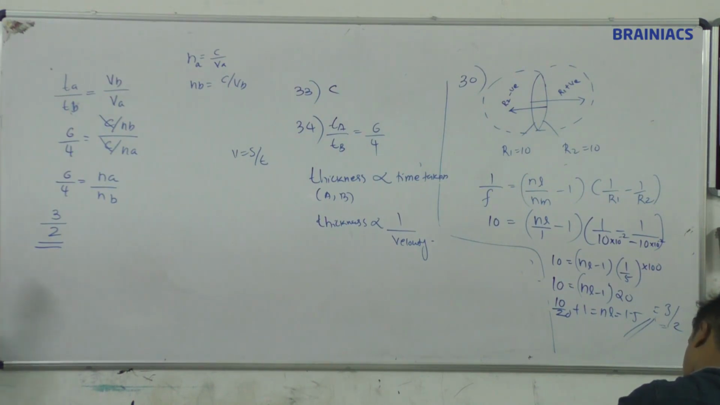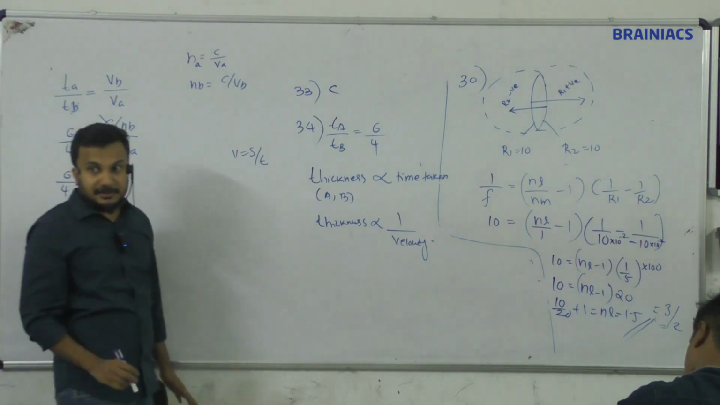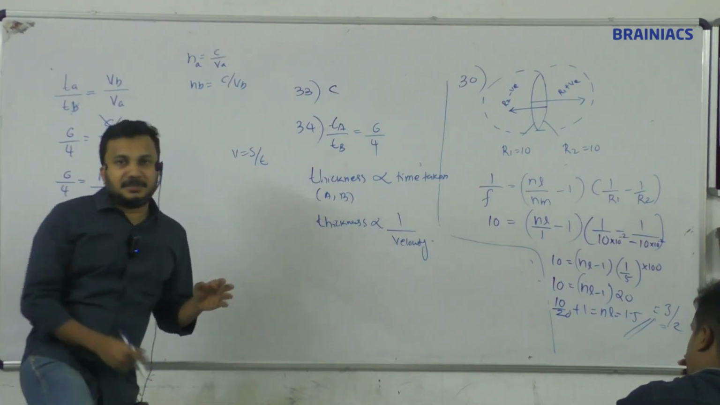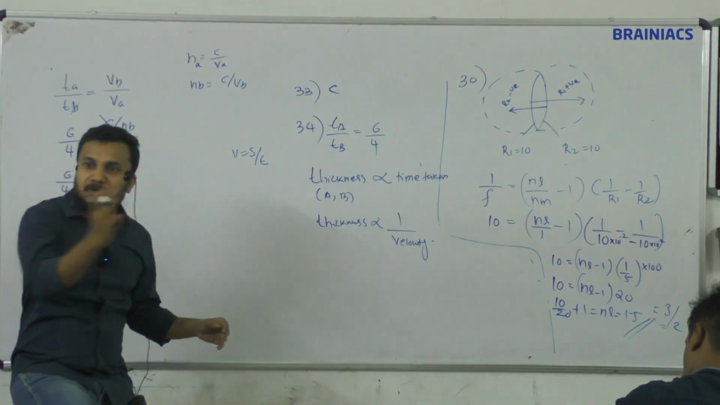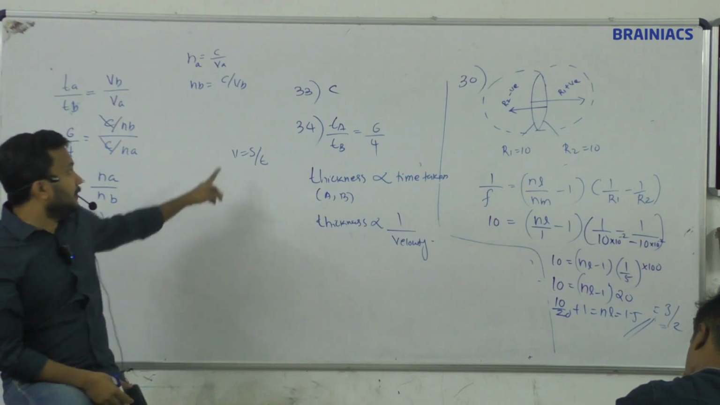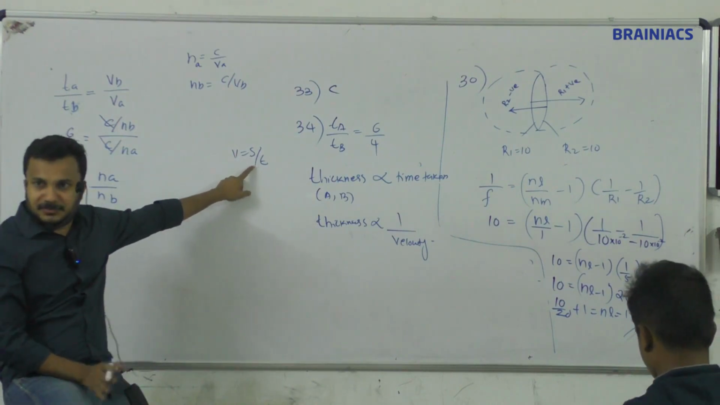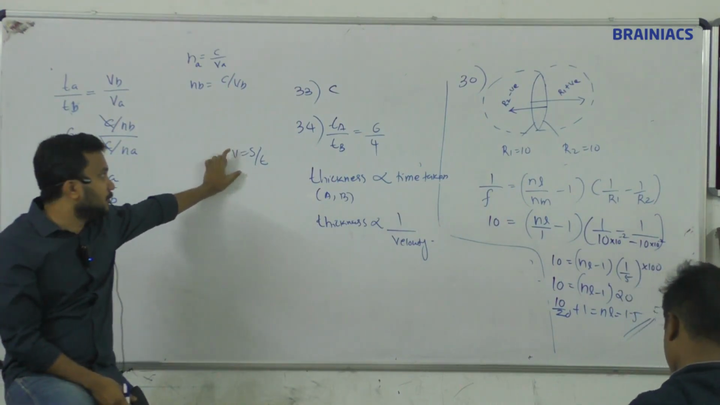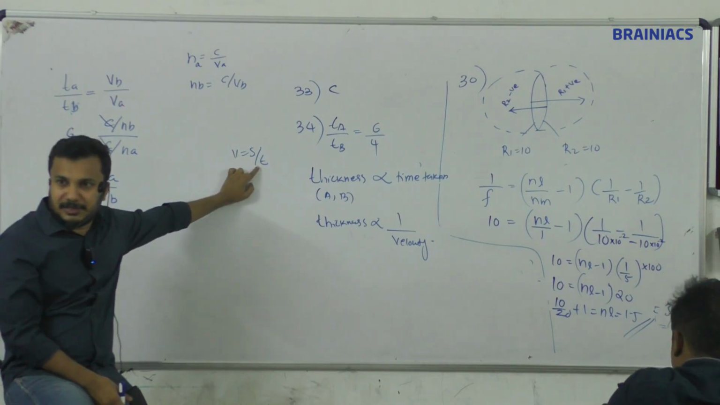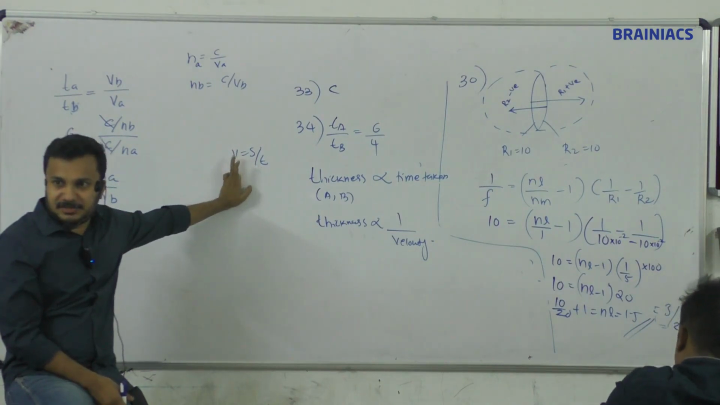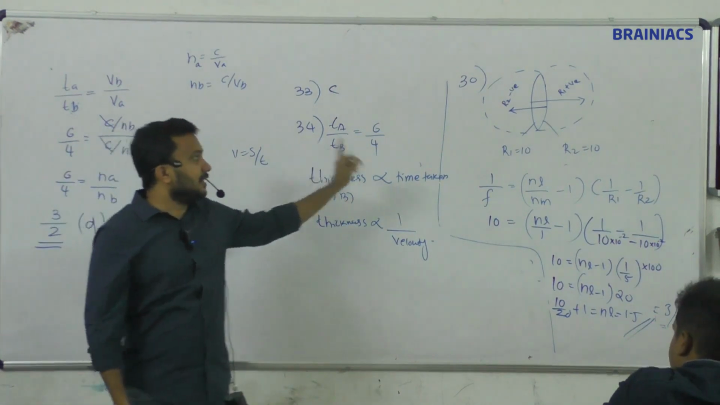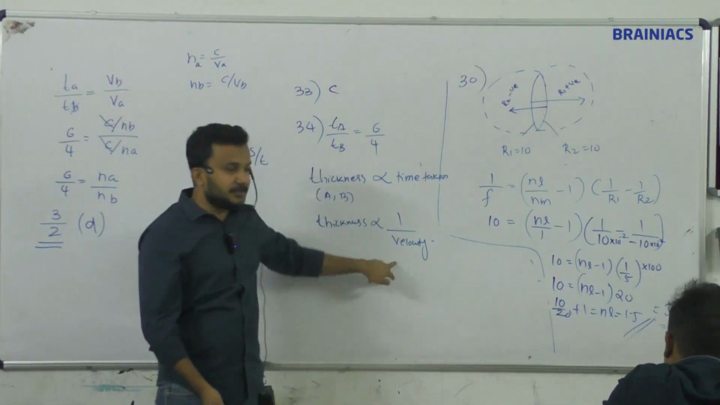Option D is the right answer. How is thickness inversely related to velocity? Thickness is directly proportional to time taken, right? More thickness means I have to take more time to travel. Velocity is equal to distance by time, just the one-dimensional motion equation, so velocity is inversely proportional to time. If thickness is directly proportional to time, then thickness is inversely proportional to velocity.